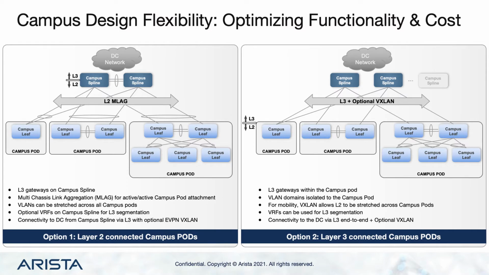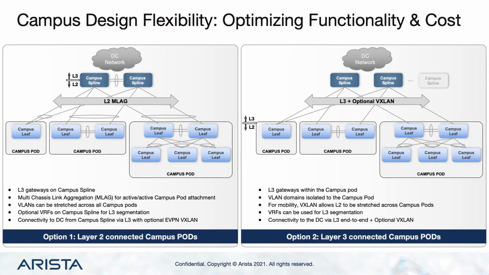The campus pods consist of fixed modular wiring closet access devices that offer PoE connectivity to clients. The campus pods can be deployed with a single device for single attached workloads, or a pair of devices with multi-chassis link aggregation for active-active or active-standby attachment of clients. And finally, campus pods can be deployed with two layers of devices as a flexible, open standard scale-out alternative to stacking.